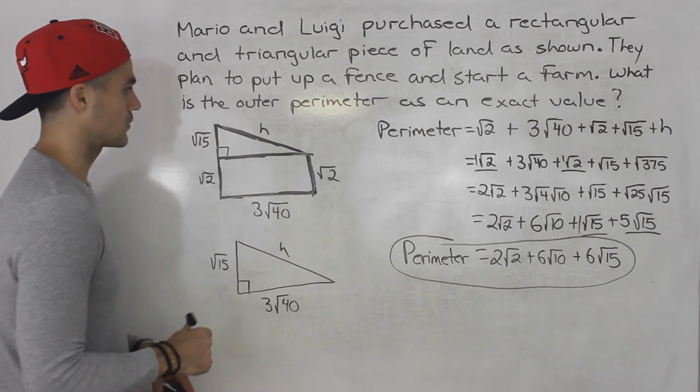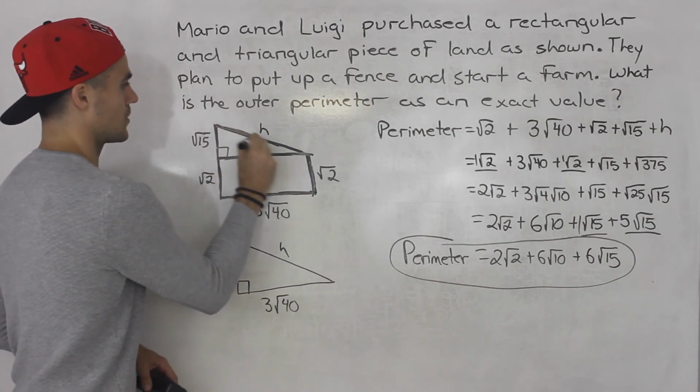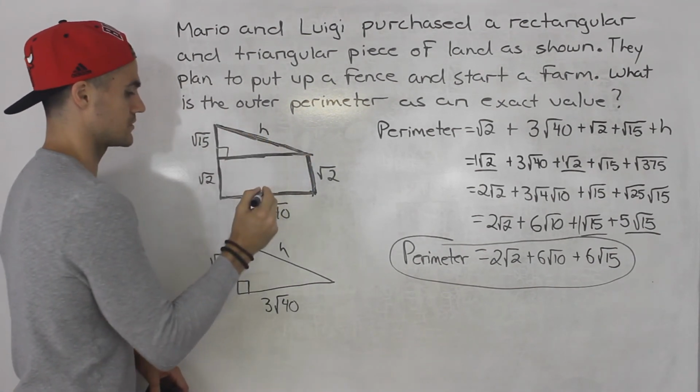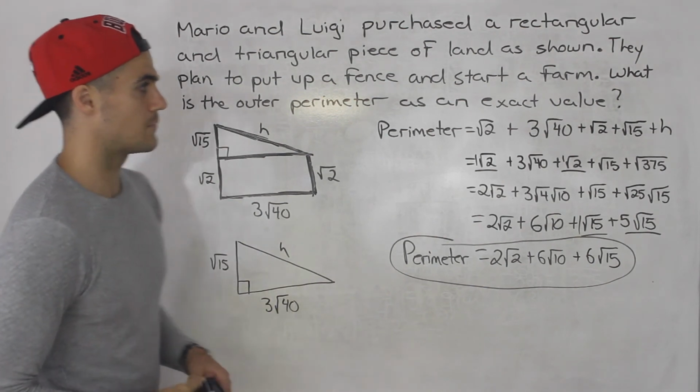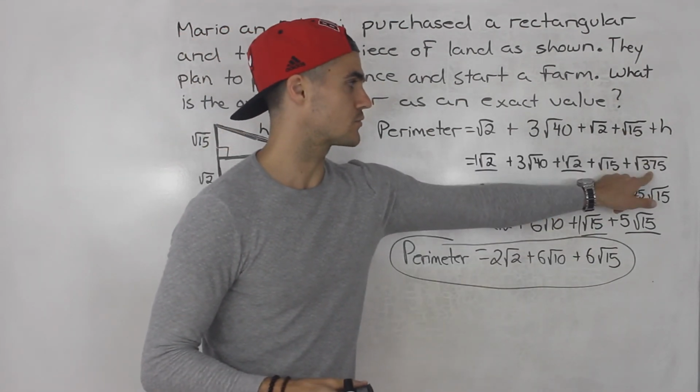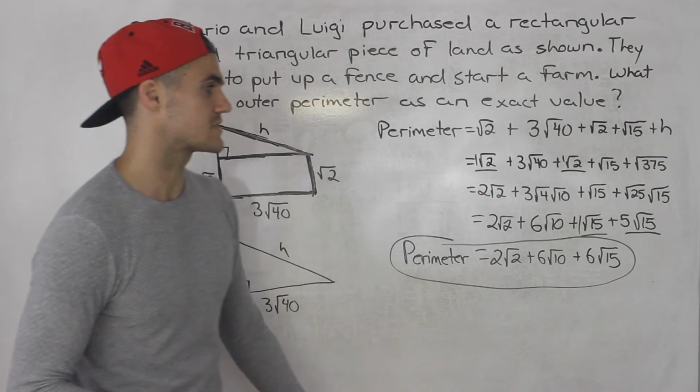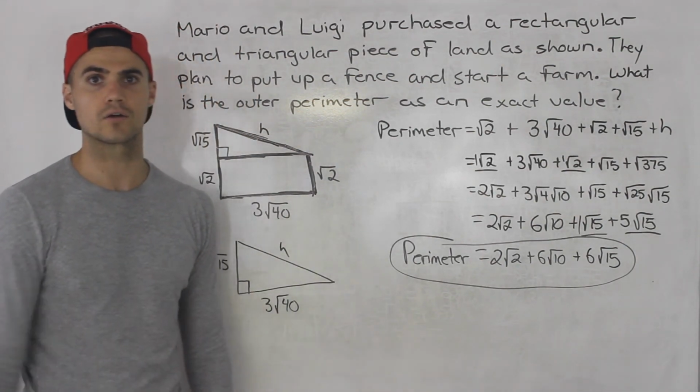All right, so not too bad of a question. I guess the trickiest part was just knowing that you have to find this hypotenuse, and then getting that hypotenuse to be root 375. Then from here, you just simplify it like any radical expression.